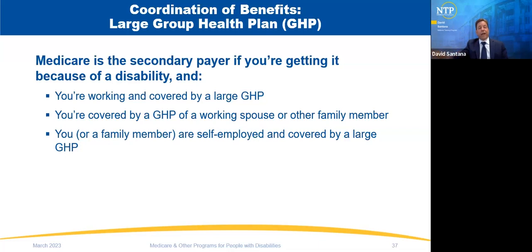From that point forward, they would have 8 months to enroll in Medicare. If they don't enroll around that time, and they want to enroll later, they're not yet eligible for Medicare because of age, they have to wait until a general enrollment period and possibly pay a penalty.